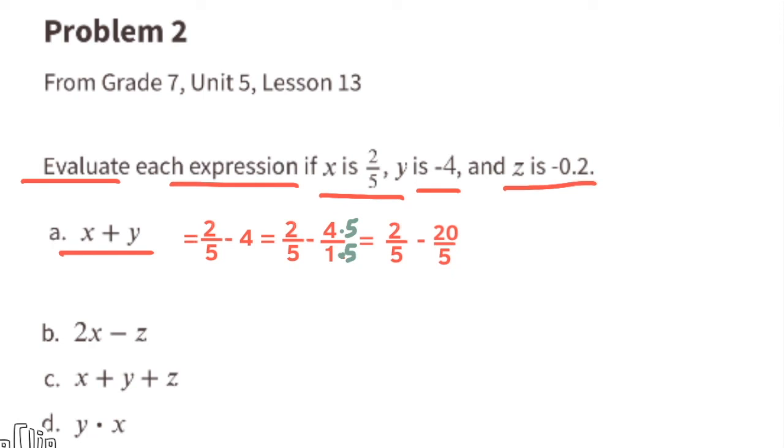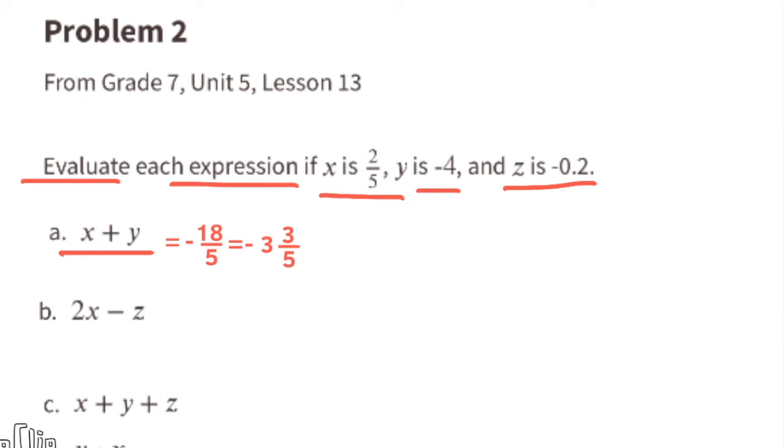The answer is going to be in fifths, and 2 minus 20 is -18. So 2/5 minus 20/5 equals -18/5. In this case, A, x plus y equals -18/5. We can also write this as a mixed number, and that would be -3 3/5.